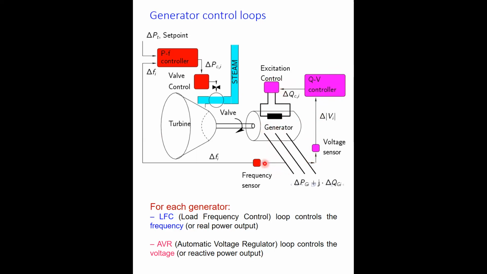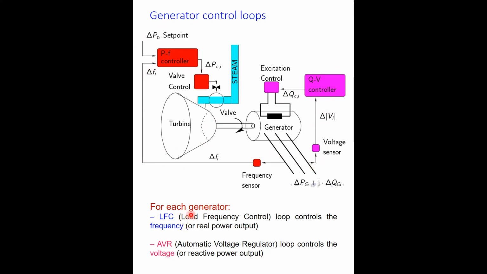Then from the generator terminal, you also have the measurement of frequency. And then you have, let's say, the set point for the power from the turbine side. So you have the active power and frequency controller to regulate the valve and thus the steam inlet to the turbine. As such, you have two loops. One is this one, and another is this one here.